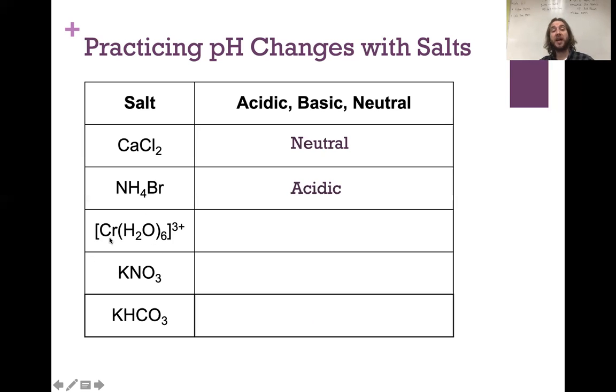Oh, here's one of those complex ions. We know that that's going to react with some waters to form some hydroniums. That's going to form an acidic solution. Let's talk through an example of that: potassium nitrate, for just thinking about what our K can do.